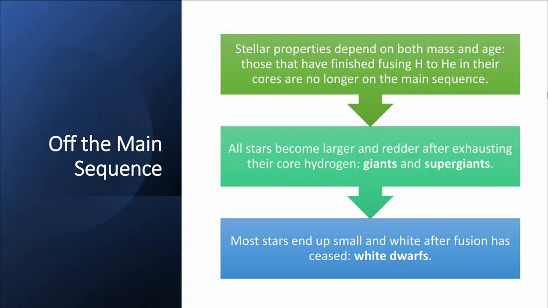So this is immediately after leaving the main sequence, they'll become a giant or supergiant. Much later on in the process, when all of your fusion reactions have stopped, then you could become a white dwarf. So a white dwarf is basically going to be the exposed core of a star after it loses all of its outer layers.